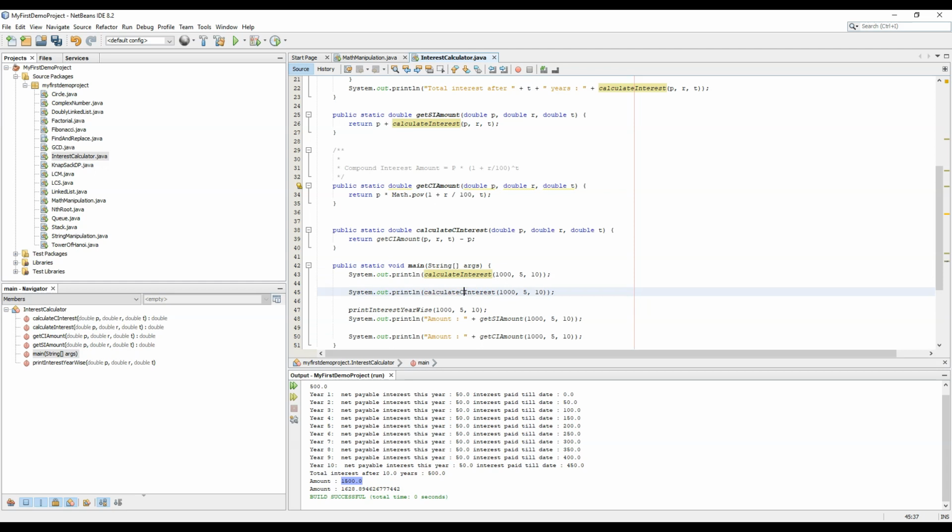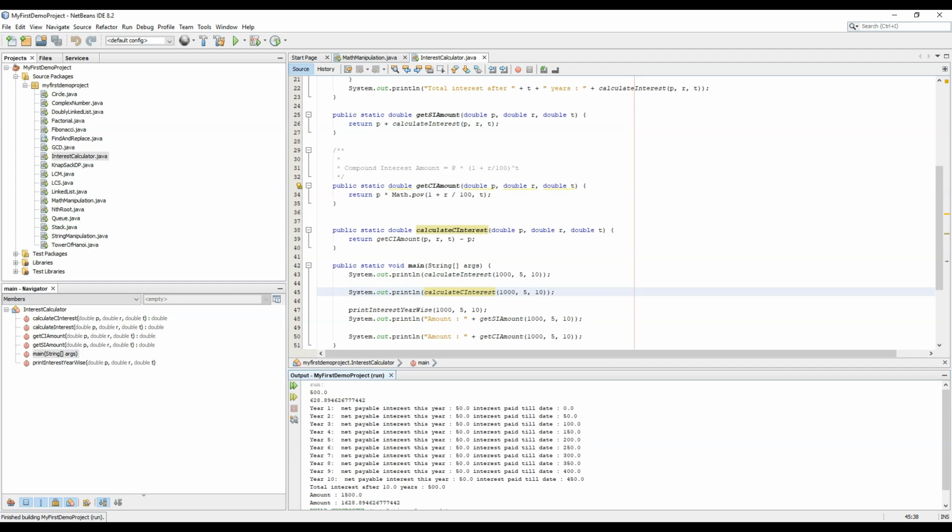So I just need to write calculateCInterest. I will run this function, and you can see that the interest is 628.89 if compounded annually, and 500 in simple interest if it's calculated annually for 10 years. So you can see that there is 628 and the amount is 1628.894.